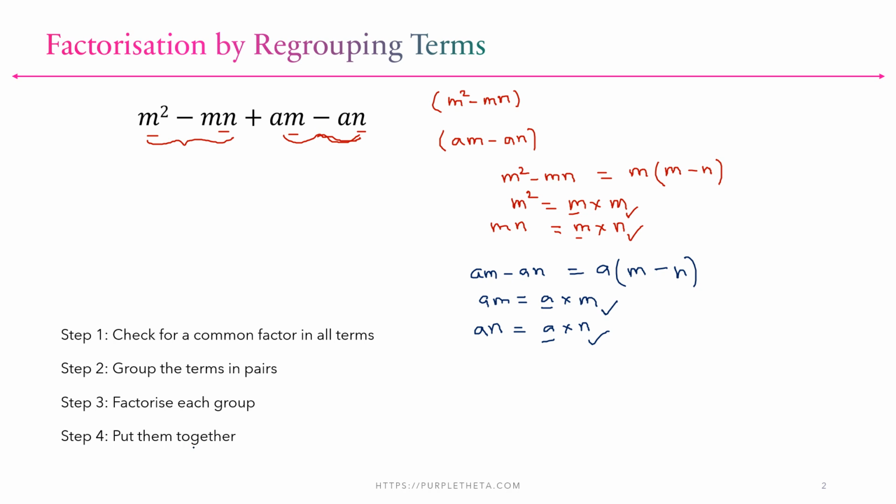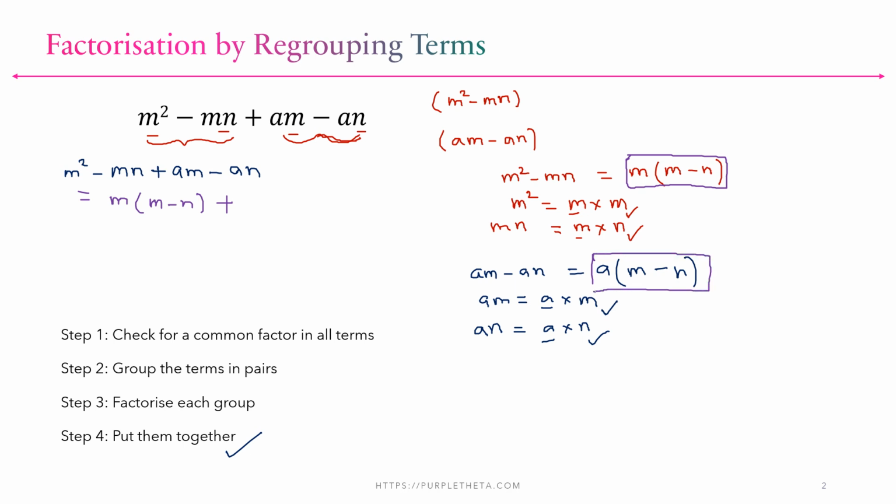Now we move to step number 4, that is to put them together. So now our expression becomes, I will write it down. This is equal to m in the bracket m minus n, which we got from the first group, and from the second group this is what we have: a multiplied by the bracket m minus n. I will write it down here, a in the bracket m minus n.